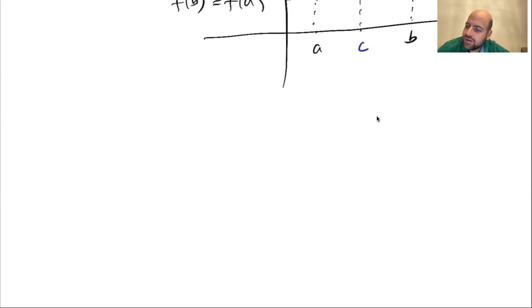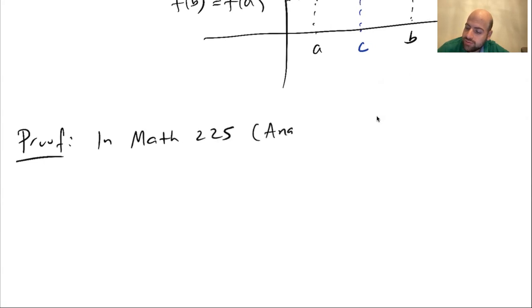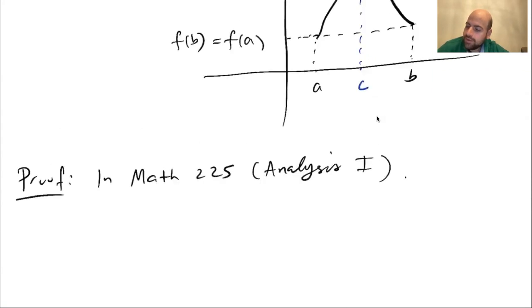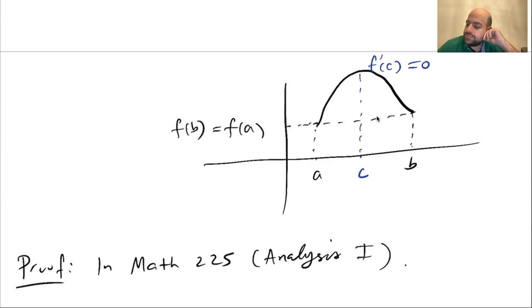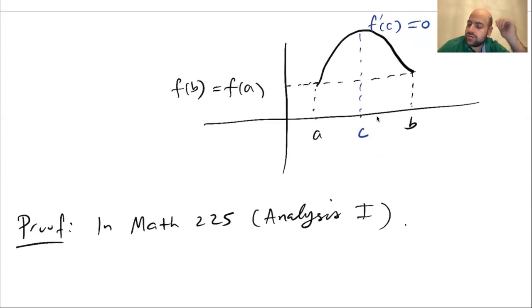Okay, so we are not going to prove this theorem. The proof will be given in an analysis course. If you're interested in the proof, you can take Math 225 Analysis 1. If you take that course, you will see the proof of this theorem. Okay, so your job in this course is not to learn the proof, but to learn the theorem and what the theorem says, the concept of the theorem, the intuition behind the theorem, or the graph related to this theorem, and also, of course, some examples.